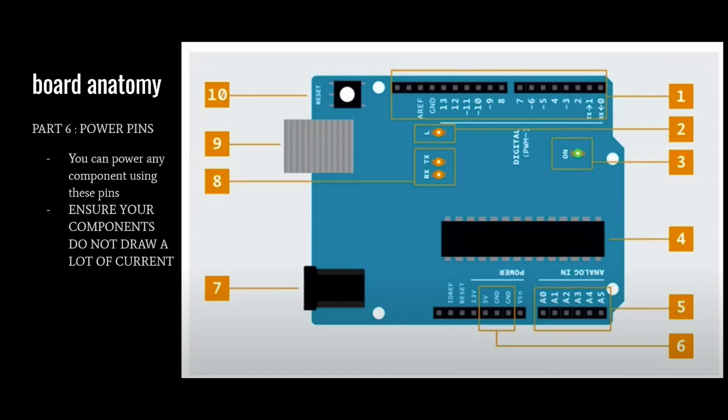So you can technically stick a light bulb or an LED just into 5 volt and ground, just force it in without any breadboard or any wires. And it should be able to light up, right? It will probably explode though, I'm just saying. Okay, ensure your components do not draw a lot of current.